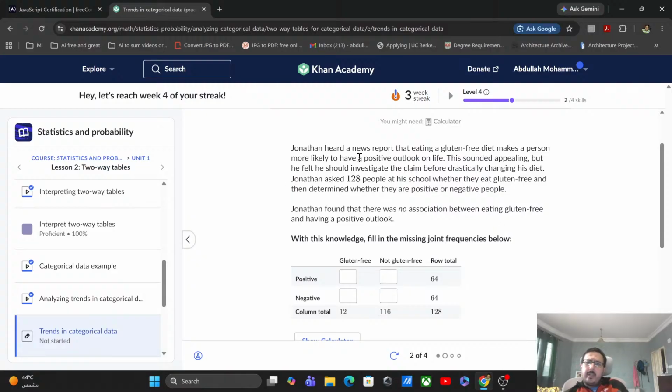Okay, Jonathan heard a news report that eating a gluten-free diet makes a person more likely to have a positive outlook on life. This sounded appealing, but he felt he should investigate the claim before drastically changing his diet.